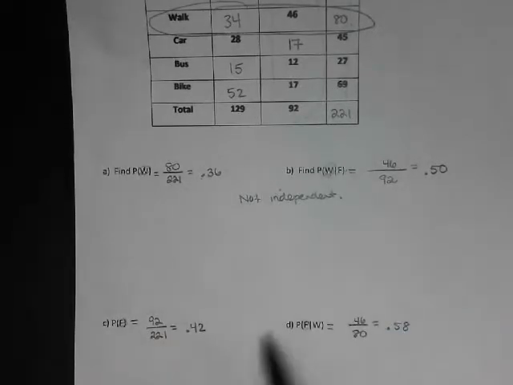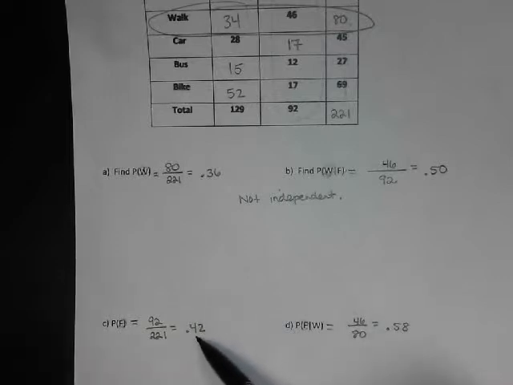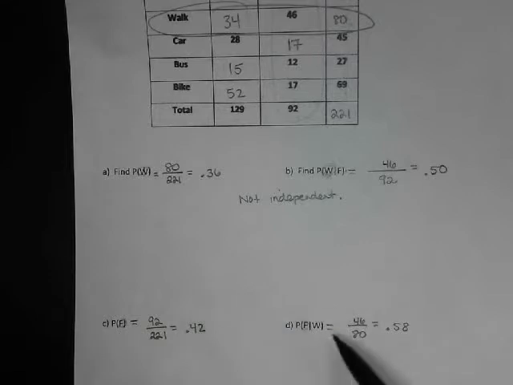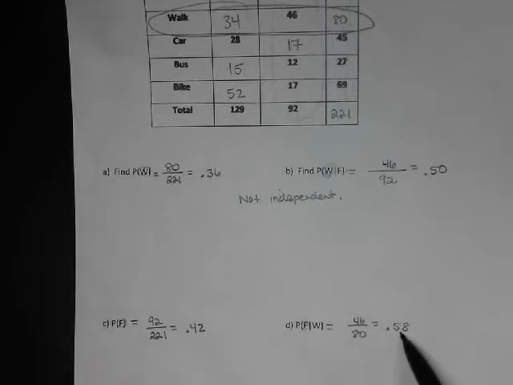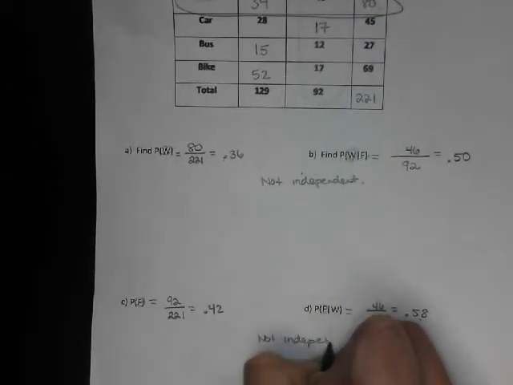So you should see the same result, not the same numbers, but the fact that they're not equal to each other. The probability of being a female was 42%. If you were a walker, and we knew you were a walker, our chances of grabbing a female from that crew was much higher. So something about becoming a walker made us more likely to be a female, so not independent here as well.